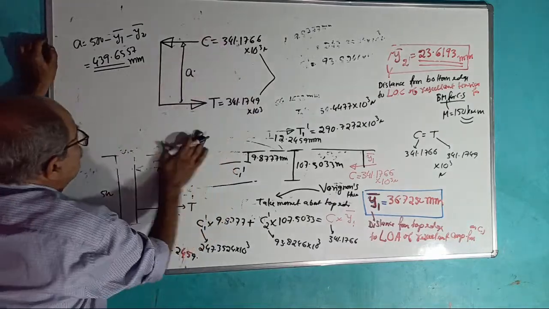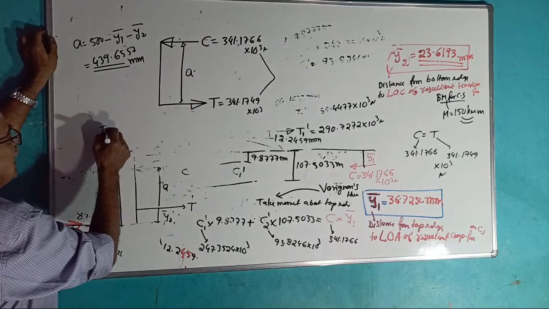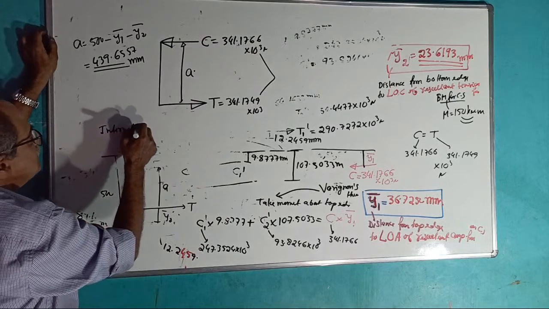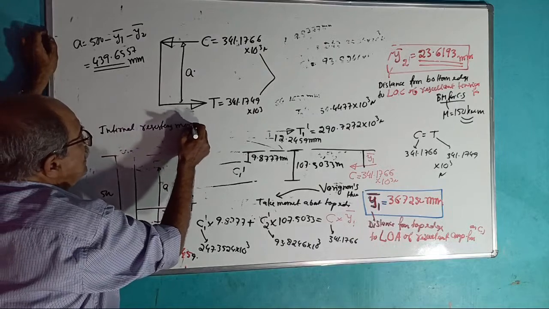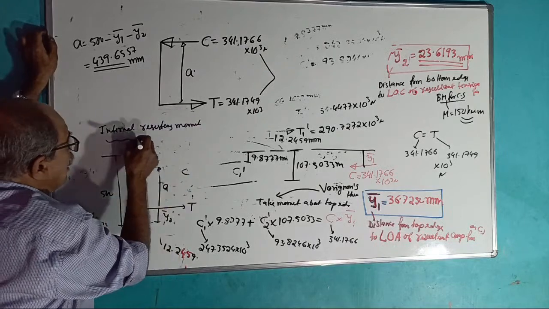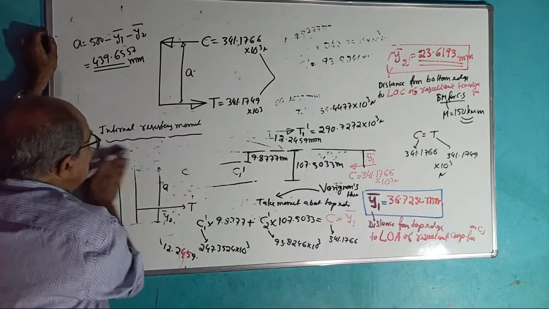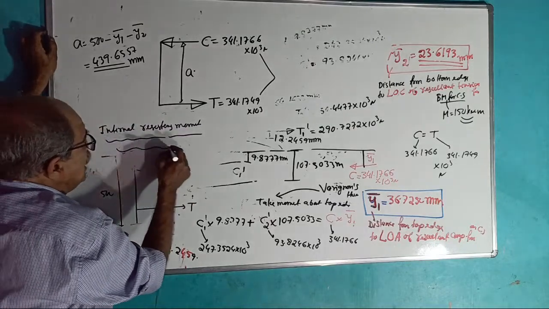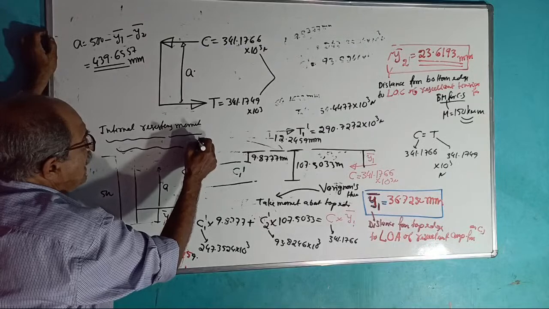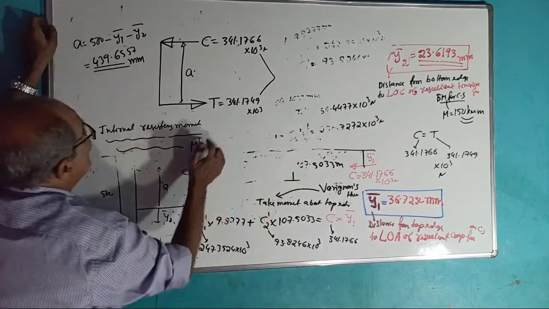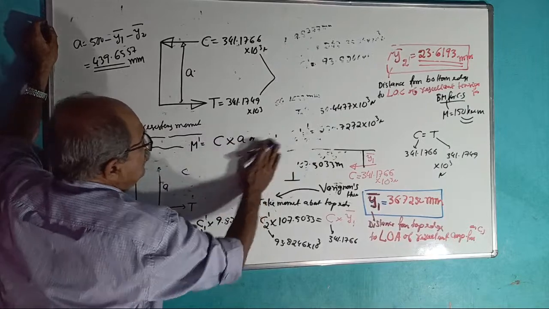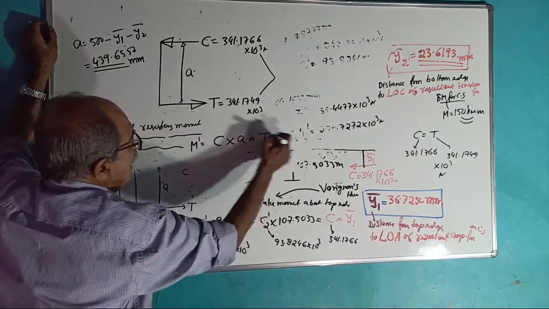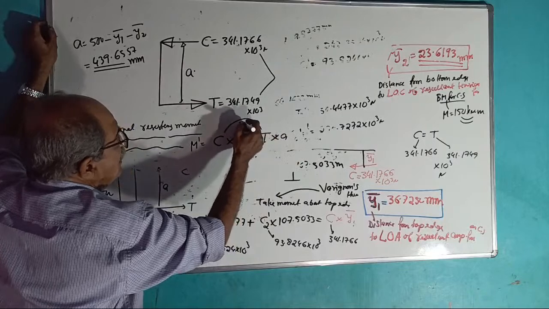Okay, no problem. Therefore, write internal resisting moment, developed by the cross section which is going to resist the external bending moment M. That is your M dash, equal to, you write either C into A or T into A. Remember, C and T both are equal.